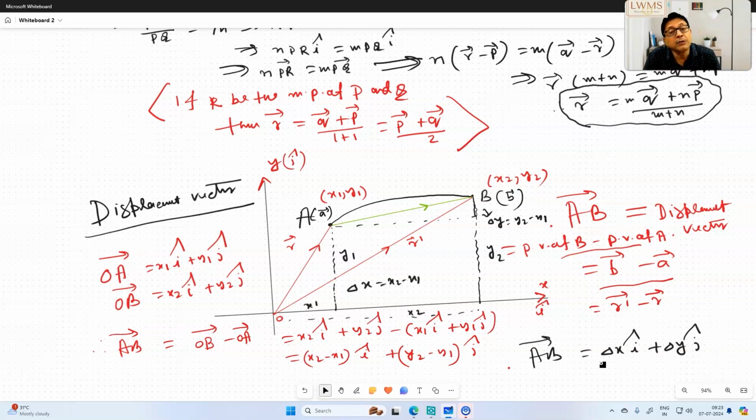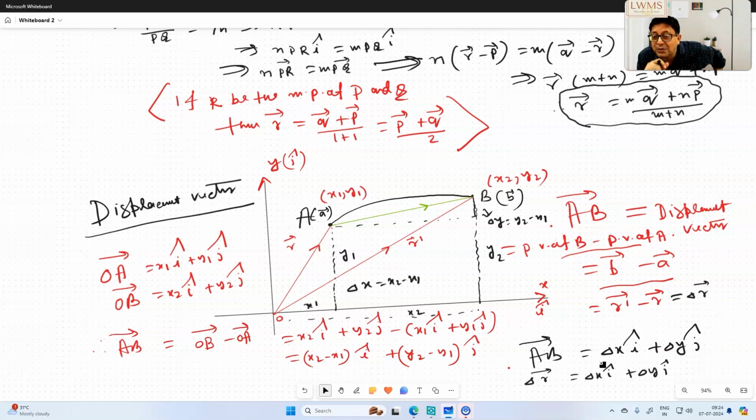Okay. Now the question is, what is the direction of displacement? Obviously, displacement is directed along AB. Some people write this one as delta R also. That R dash minus R, no, they write delta R. So you can express it in this manner: delta R equal to delta x i plus delta y j.